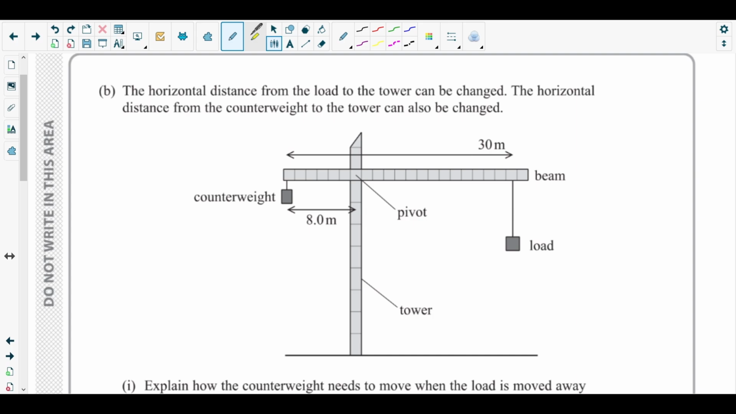So the first point we can say here is that to keep the beam horizontal, total clockwise moment should be equal to total anti-clockwise moment. This is the first concept, 1 mark.